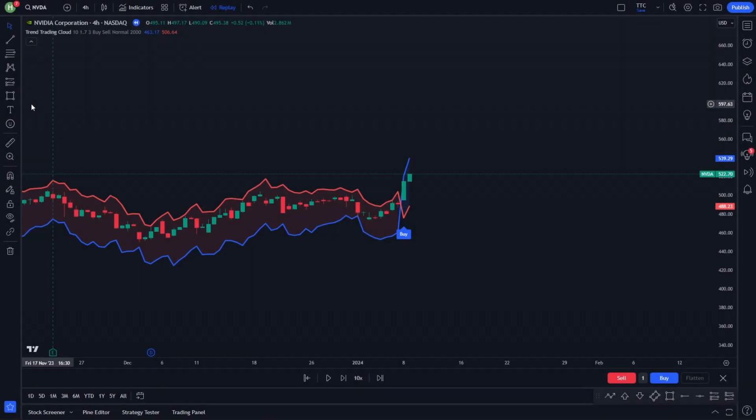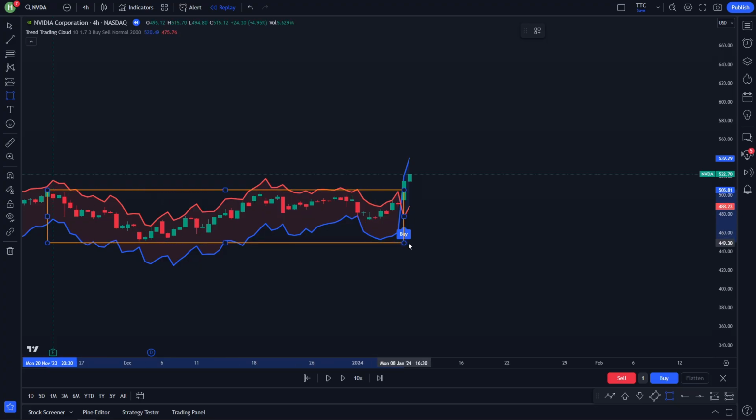Next, let's explore another trading example. However, this time we'll shift our focus towards a swing trade. For this, I've selected NVIDIA, ticker symbol NVDA, in the 4-hour time frame. From the chart, we can observe that the stock was in a sideways market move, moving inside the band. If we use the rectangle drawing tool, we can see that price action was consolidating between these two levels.